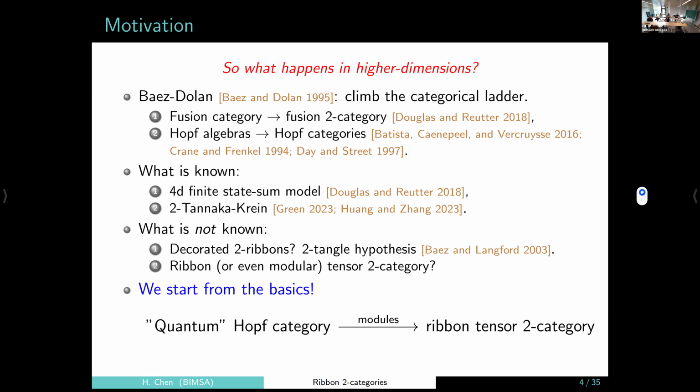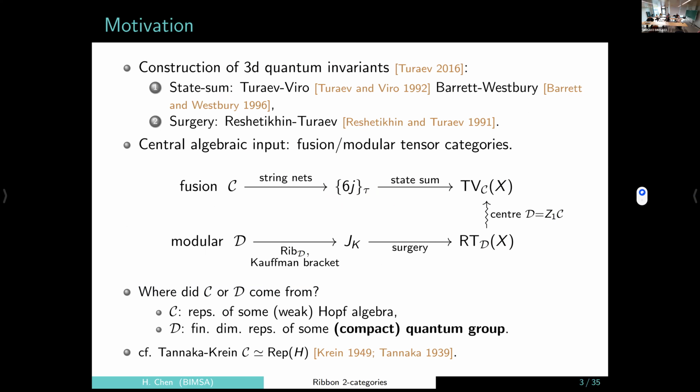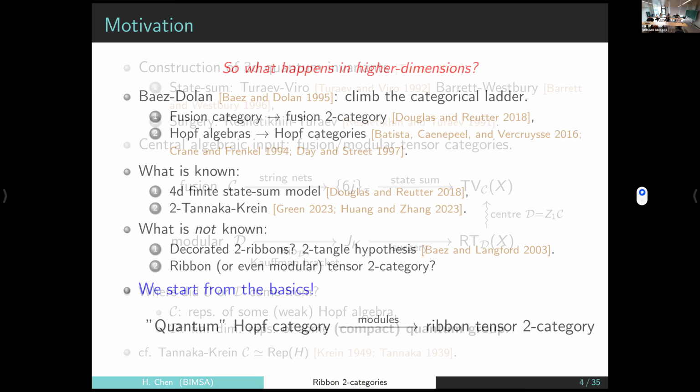So indeed, what happens in higher dimensions? That's a very important question to ask. One proposal towards this problem is proposed by Baez and Dolan, which is the categorical ladder, in which you categorify the underlying algebraic input, and then, of course, you have to lift the whole thing to get a 4D TQFT. But the first problem is to understand how to categorify these guys.